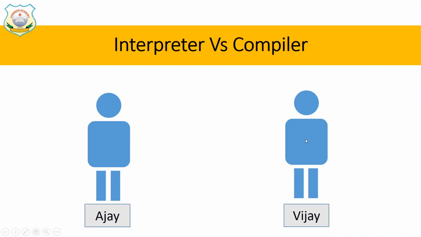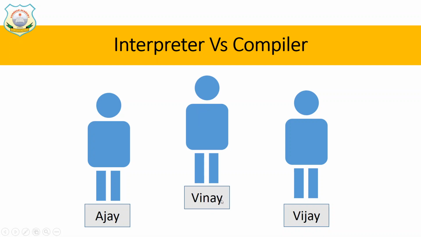Now how are they going to communicate with each other? Because Vijay can only speak Tamil and Ajay can only speak Hindi. To their luck, they had one person known as Vinay, who can speak Hindi and he can also speak Tamil, and that's a great deal for these guys. So these two have a common friend, Vinay, who can speak Hindi and Tamil also. So that's a great deal, they can now communicate with each other.